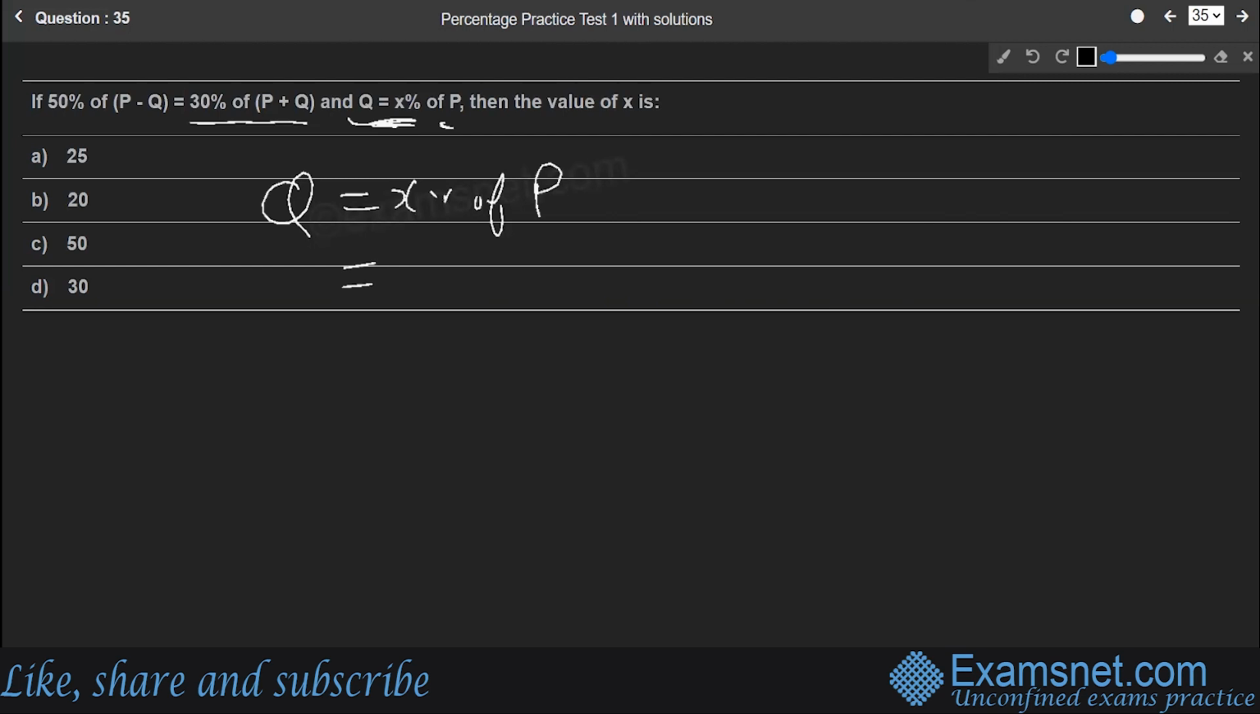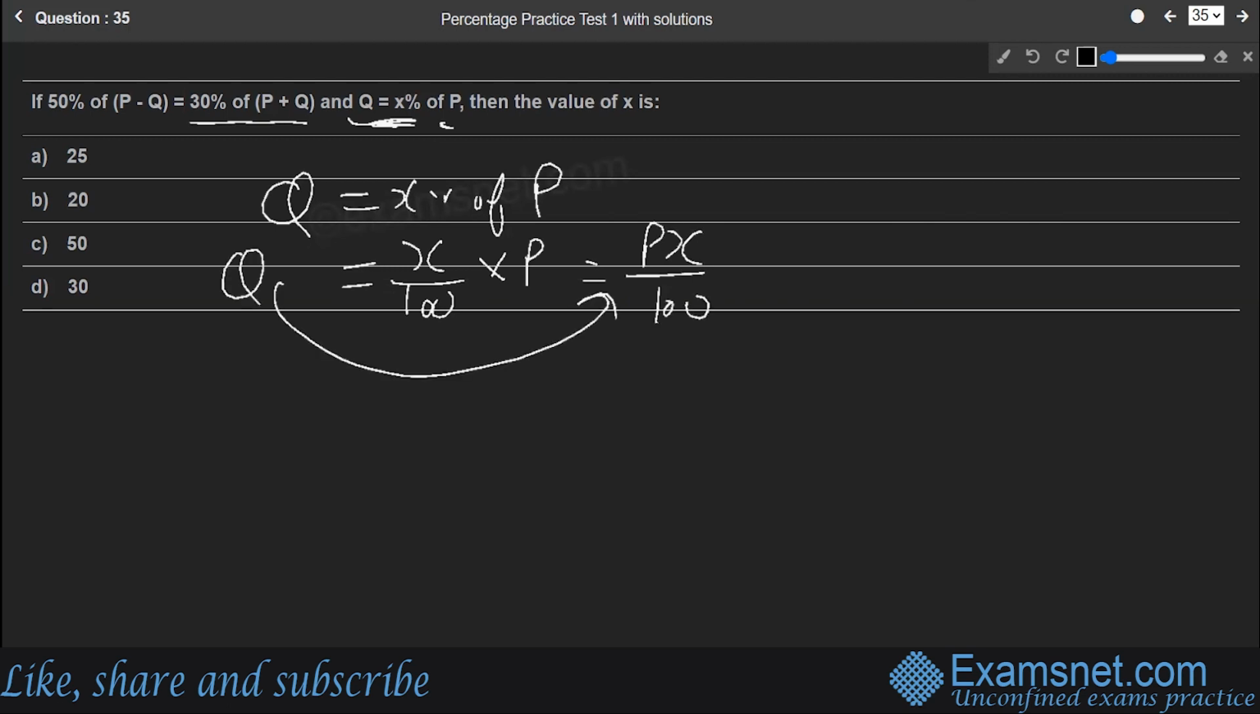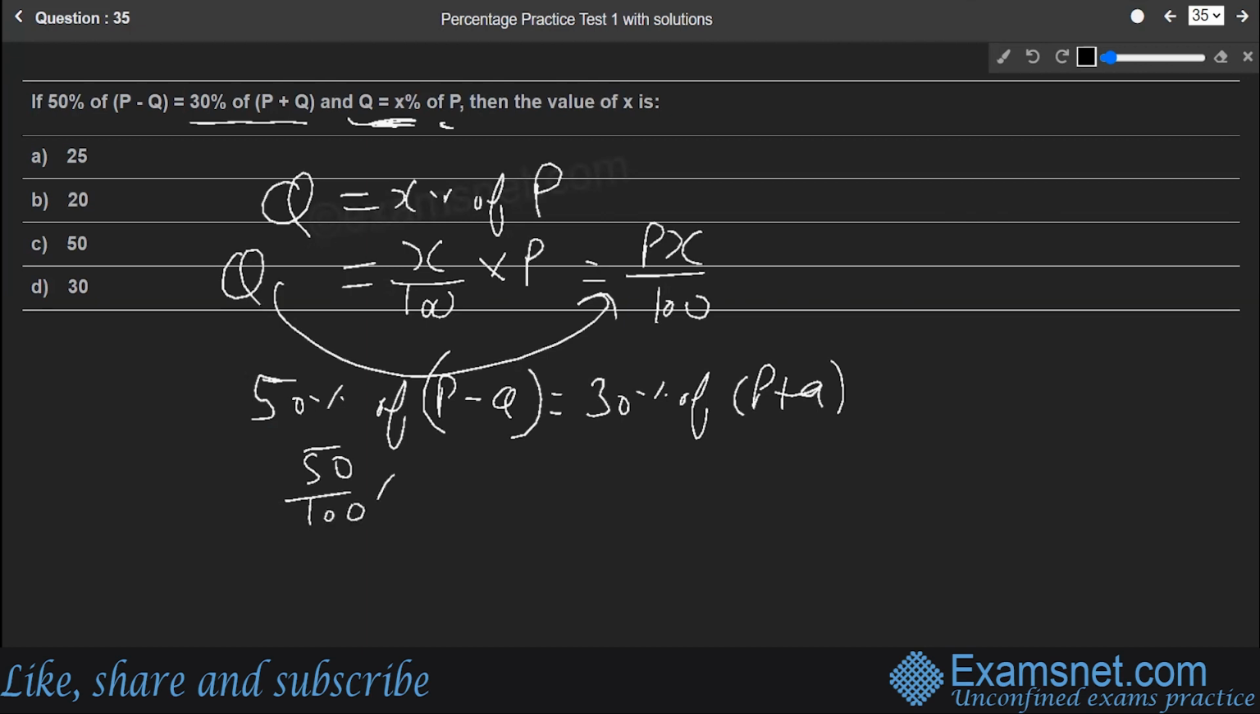How can we do this mathematically? It is going to be X by 100 into P, which is nothing but Px by 100. That is Q's value, which could be replaced in any expression coming in the future. Q is equal to Px by 100. Then he says 50% of P minus Q is equal to 30% of P plus Q. That is the expression given. So we can write 50 by 100 into (P minus Q) is equal to 30 by 100 into (P plus Q).